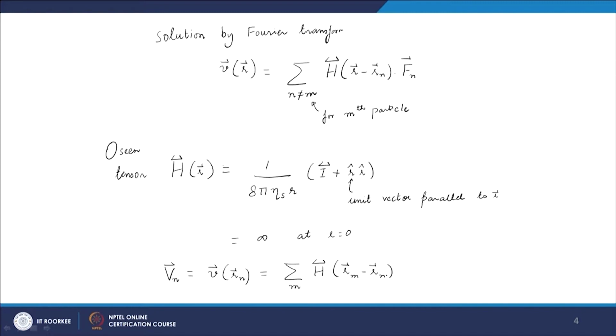H is the Oseen tensor here, and dotted with f m, and then this Oseen tensor is now the mobility matrix we have defined in the very beginning. Okay. So, there are certain assumptions that we have made here.